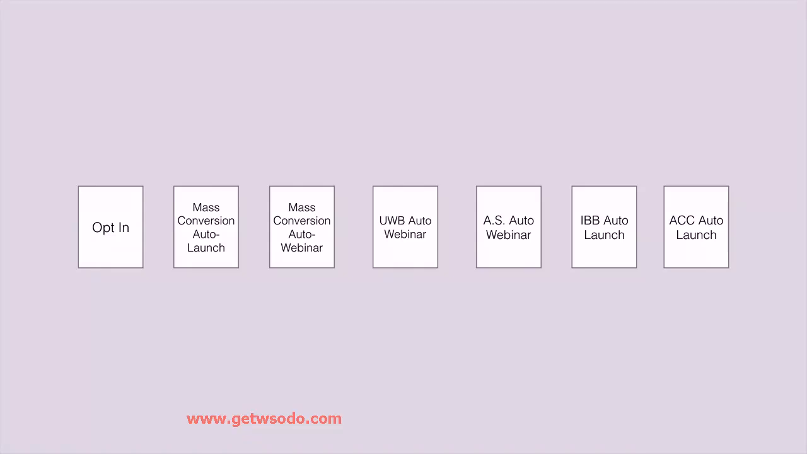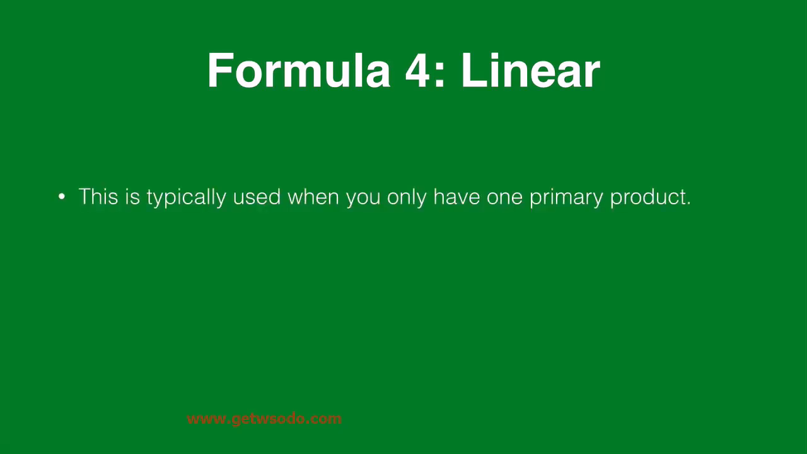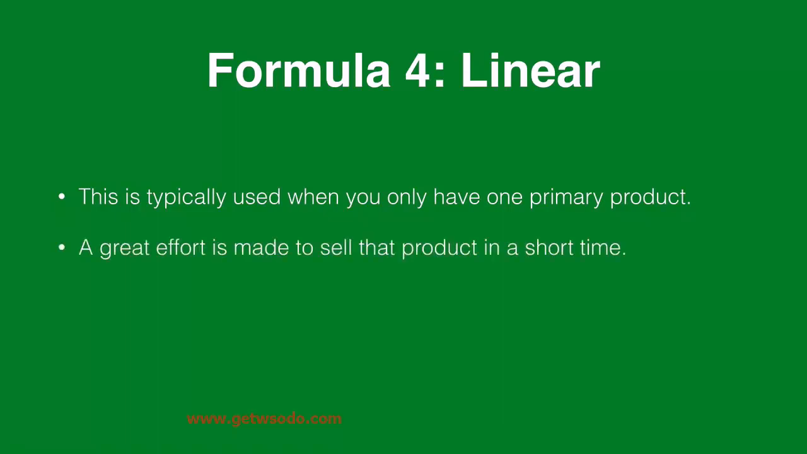Speaking of that, now let's take it super simple, okay? And this is the fourth formula that we have. And the fourth formula is the linear formula. And this is typically used when you only have one primary product, all right? And a great effort is made to sell that product in a short time. So you put forth a lot of effort to make that sale.